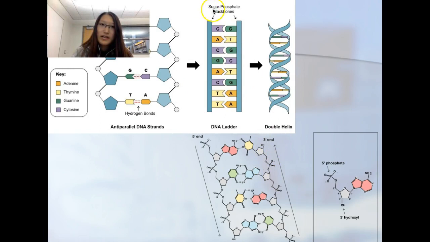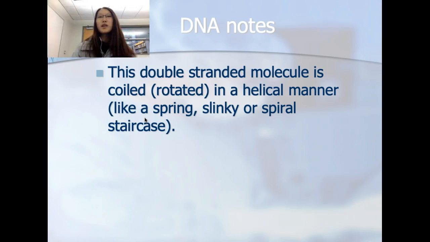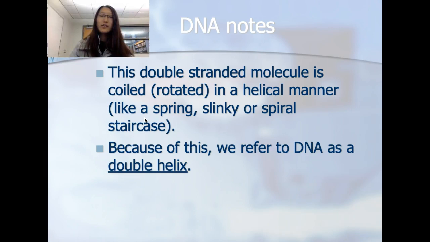If we have 5 to 3 going this way, 5 will be right here, 3 will be right here. If 5 is here on the other strand, 5 will be here. If 3 is here on this strand, on the opposite strand, 3 will be there. Anti-parallel, okay? If you don't understand this, please ask. The double-stranded molecule is coiled in a helix, right? Double helix, twisted ladder. We refer to DNA as a double helix, double because it has two strands, helix because it twists.